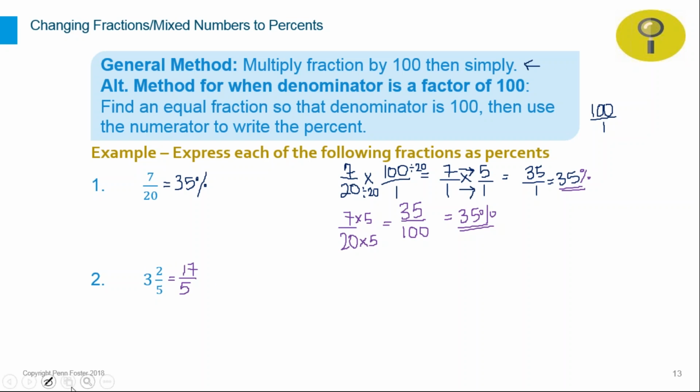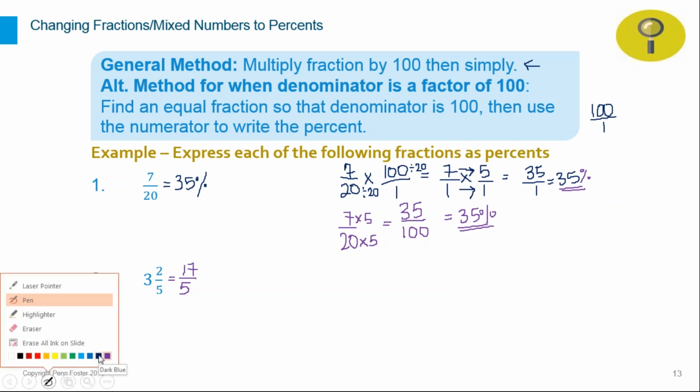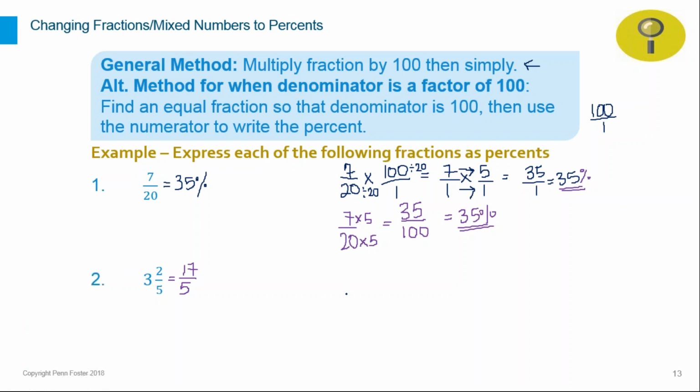I'm going to keep my colors consistent. So I'm going to use the first method first, 17 over 5. I'm going to multiply times 100. I want to bring in the percent sign. Now we can use the cancellation method. What is a common factor between 17 and 5? Nothing. 17 and 100, nothing. 5 and 100, yes. 5 is a common factor. Eliminate the 5, so divide both numbers by 5.